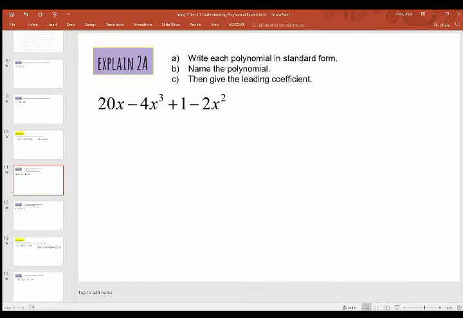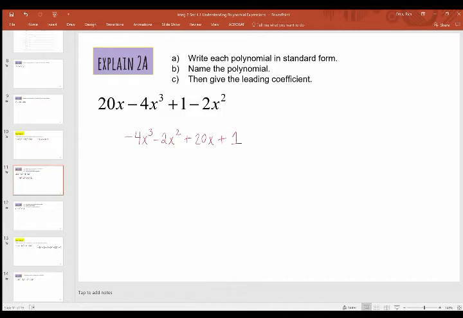Example 2a. We want to write each polynomial in standard form, name the polynomial, then give the leading coefficient. We have 20x minus 4x to the third plus 1 minus 2x squared. To rewrite this in standard form, we want to rearrange the terms so that the exponents are in descending order. Let's start off with negative 4x to the third, since it has the biggest exponent, followed by negative 2x squared, since the exponent is 2, followed by 20x, so add the 20x because it's positive, followed by 1, since 1 doesn't have a variable.